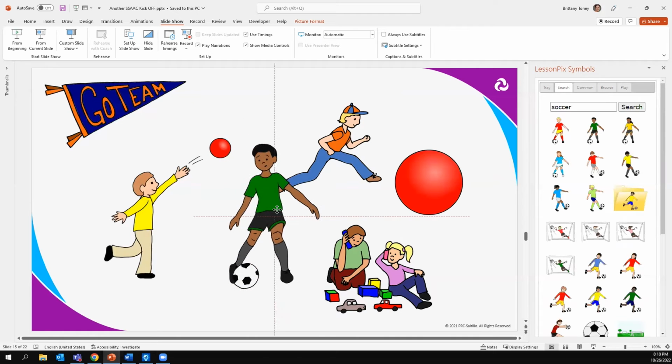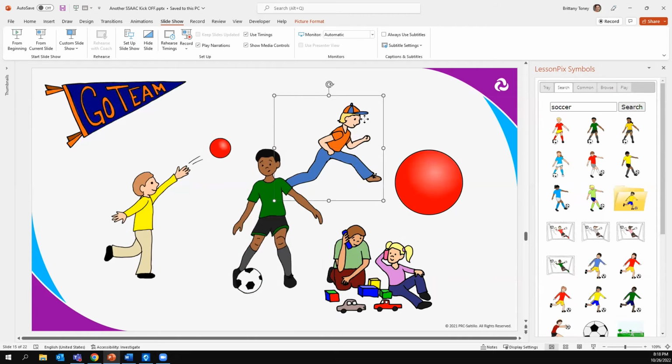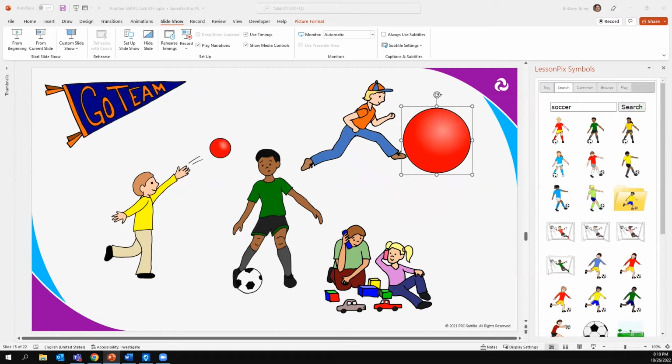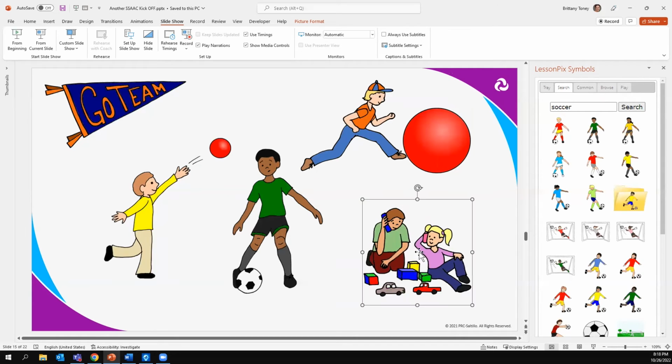Ooh, look at this boy. He is kicking the soccer ball. This boy is kicking a red ball, a big red ball. And this boy is kicking the soccer ball. So we could use our pictures, even if you're doing virtual therapy, and just kind of move them around the screen like that. So that's what I love about this.